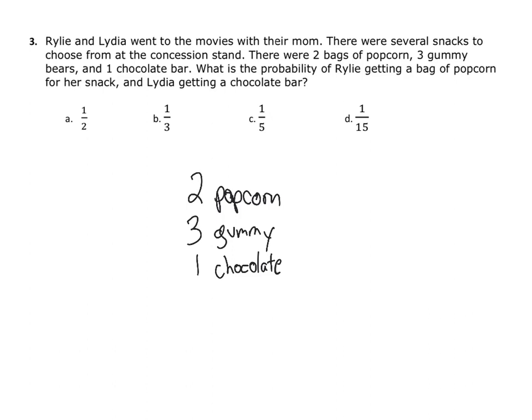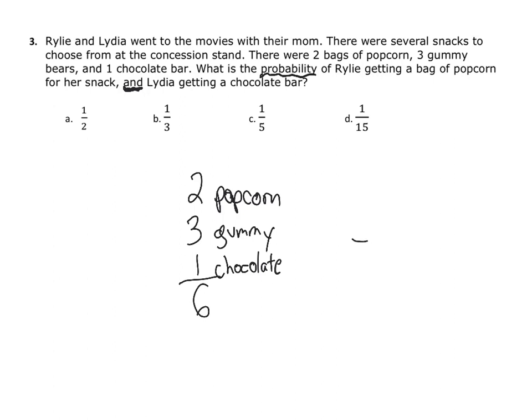What is the probability? That's a clue word right there. Probability means we're going to have a fraction of Riley getting a bag of popcorn. And that's the other word we were looking for. That means we're going to multiply Lydia getting a chocolate bar. So first things first, we need to find the total number of items. 2 and 3 is 5. 5 and 1 is 6. So there's 6 total items at the concession stand.